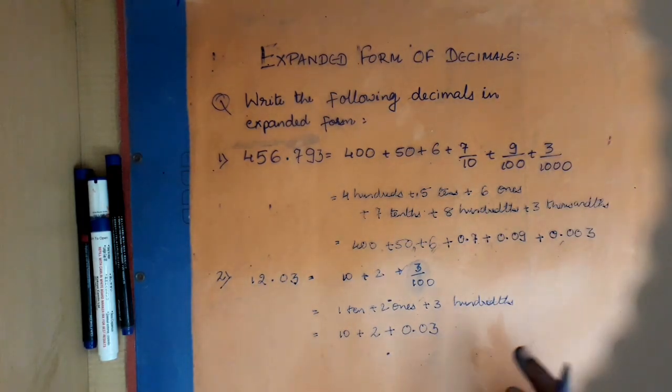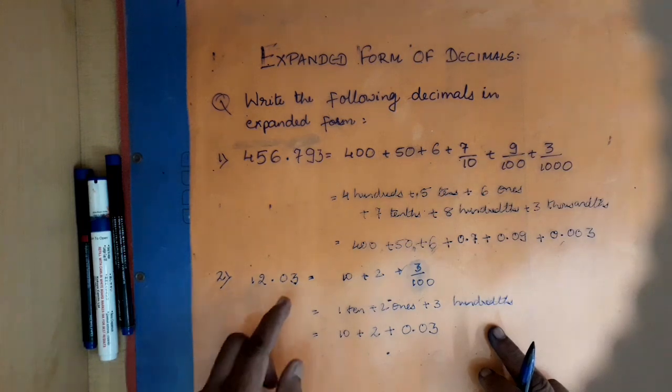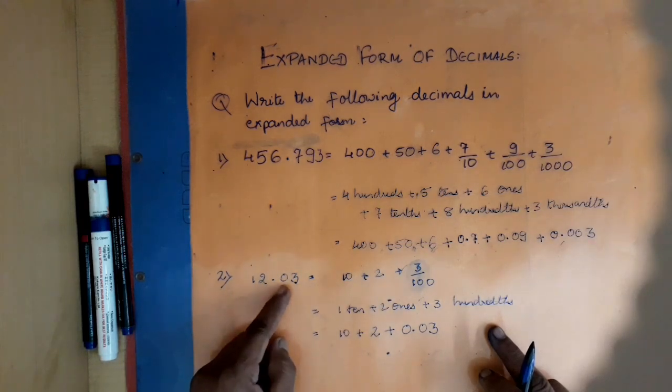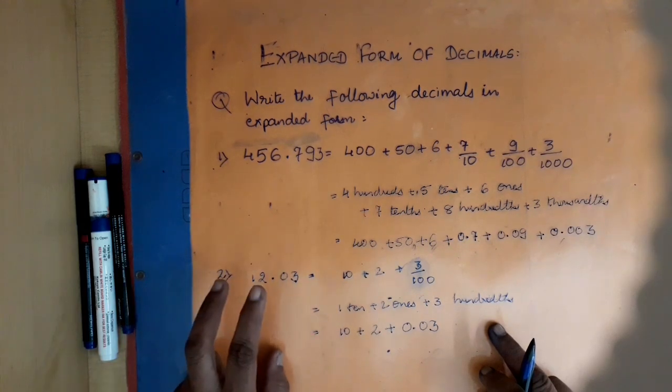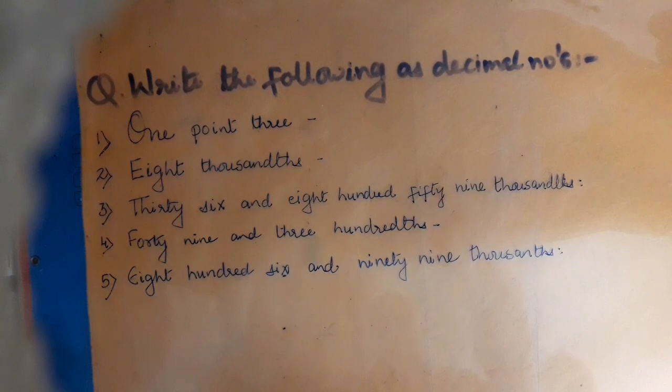Remember that we write 0 at the vacant places between the two places. That is here, even if you don't write 0 upon 10, that is fine.